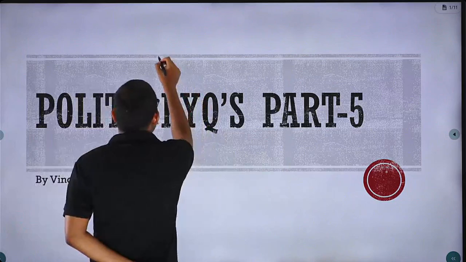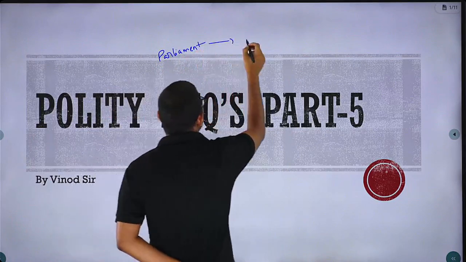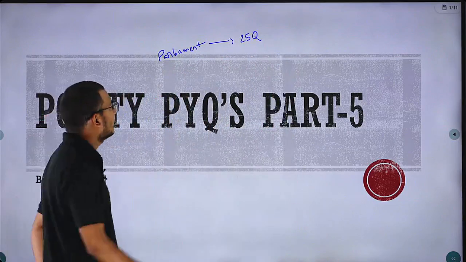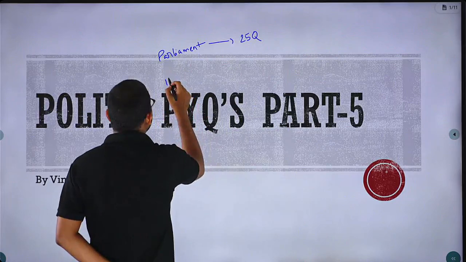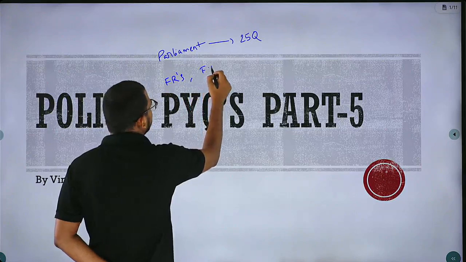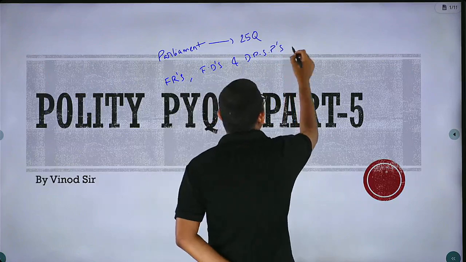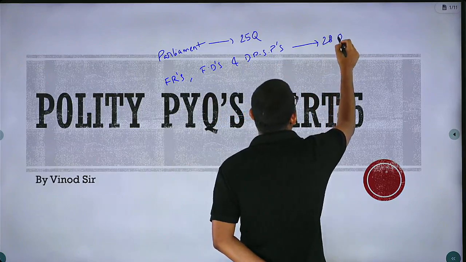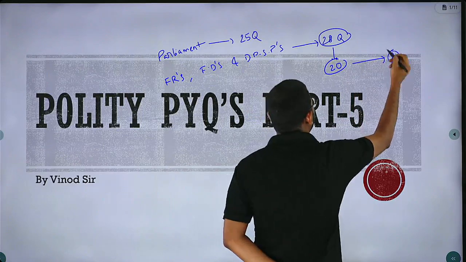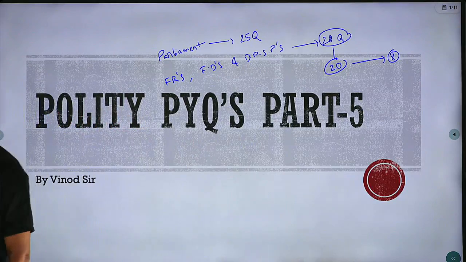So we started with Parliament. From the Parliament, in the last 10 years, we have got 25 questions, and we completed all those questions. Later, we started with fundamental rights, fundamental duties, and DPSPs. From these three chapters, we have got 28 questions. Out of 28, we have completed 20 and we are left with 8. So today, it's the turn for those 8 questions. Let's see the first question for the day.